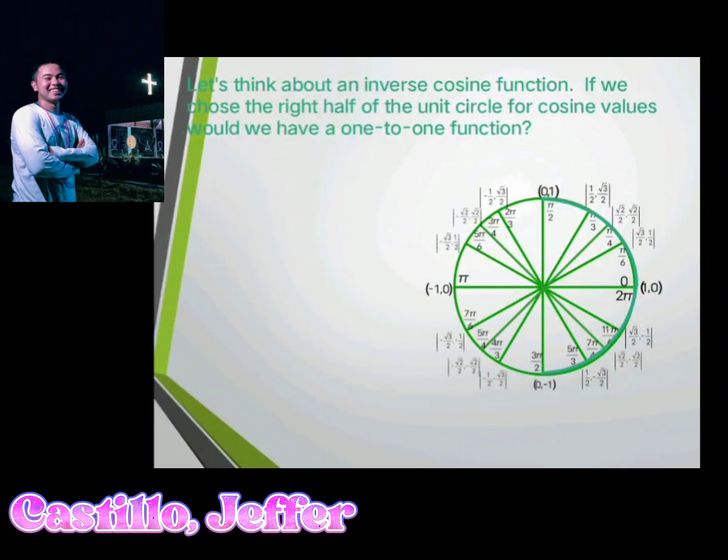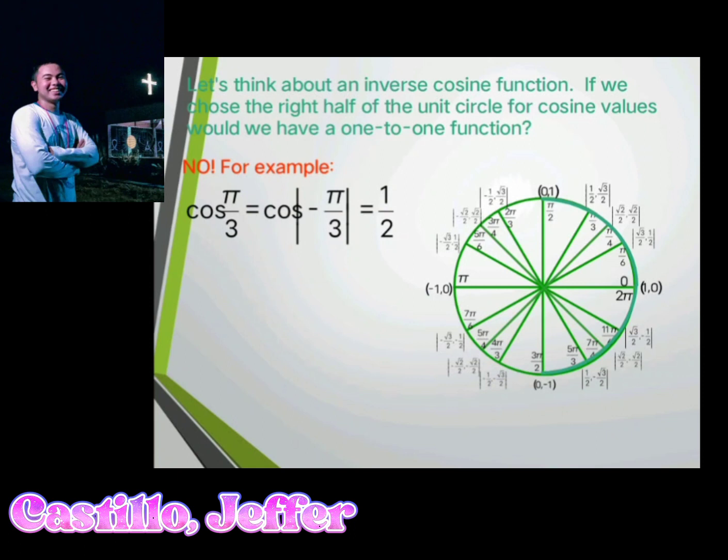Hi everyone, this is Jeffrey Castillo and I'm going to continue the report of group 5. So let's think about an inverse cosine function. If we chose the right half of the unit circle for cosine values, would we have a one-to-one function? The answer is no. For example, we have cos of pi over 3 equals cos of negative pi over 3 equals 1 half.